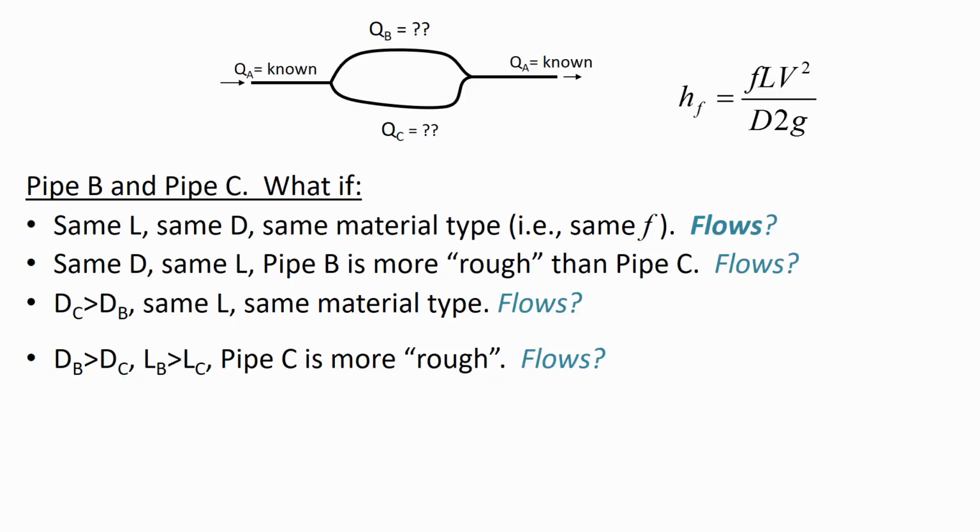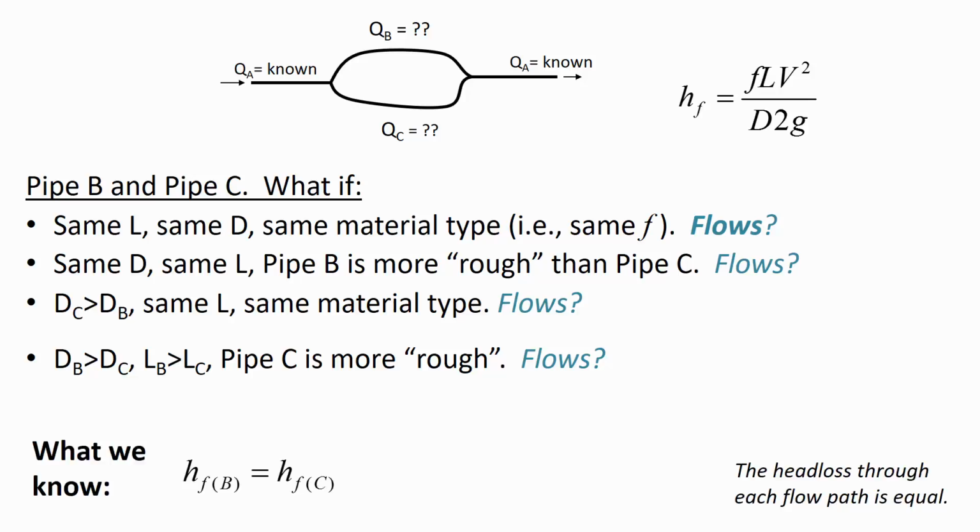So we don't know. Pipe B is bigger, which means we're going to have more flow through pipe B. But pipe B is longer, which means there's more head loss there, and so that would say C is better. So it's kind of a toss-up. And then pipe C is more rough, which makes things ambiguous there. So we'd need more information. We can't say for sure which is which.